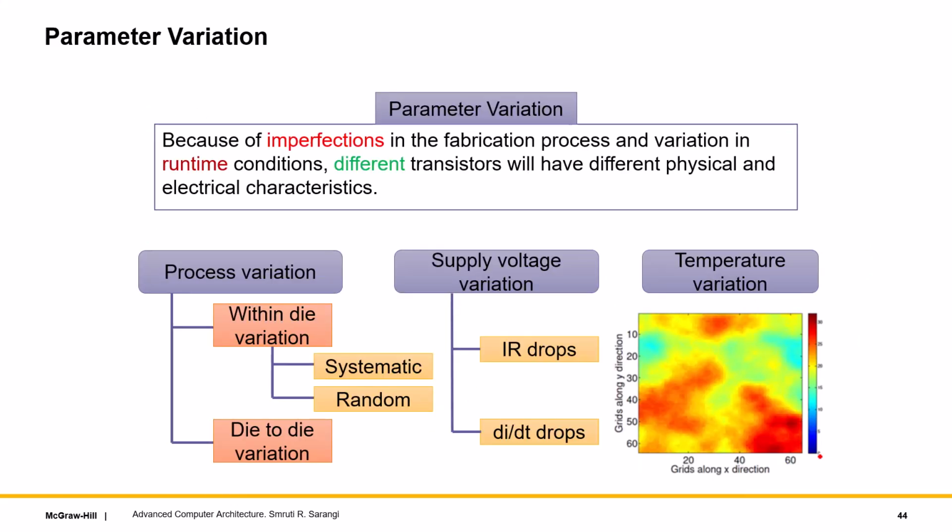So parameter variation is something that considers process variation, which we just described, which is imperfections in the fabrication process, but also along with that, variations in the runtime conditions. Right? What kind of runtime conditions will we see? Let's first look at process variation, then we will look at the others. So process variation, as I have said, arises because of light, because of dopant density, right?